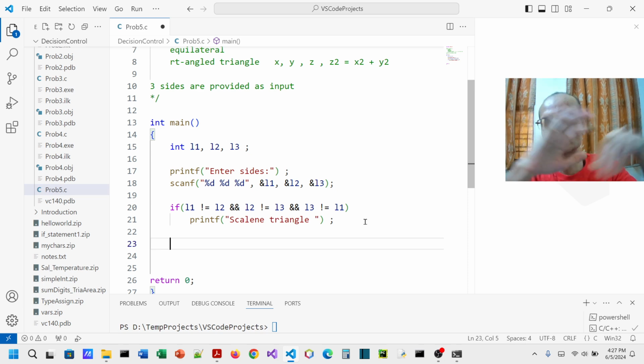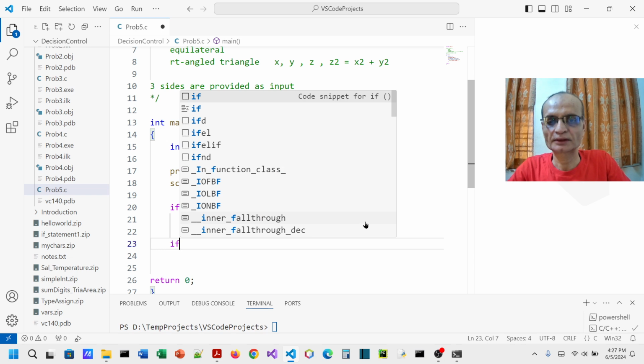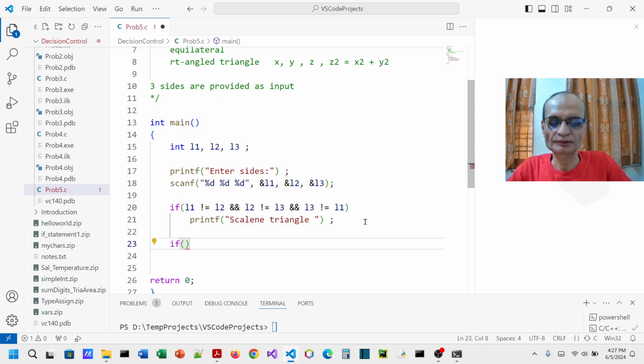Otherwise it will look very bulky if I write very long logic. So we can probably put multiple ifs and we can handle it. So we can simply say if L1 is equal to, so let me just put it. So here I will say L1 is equal to L2. Okay.